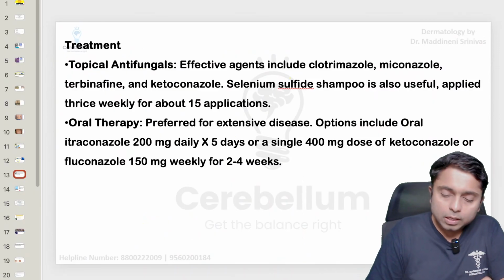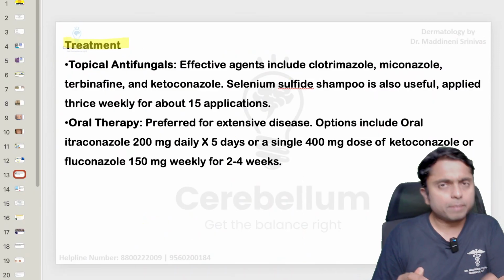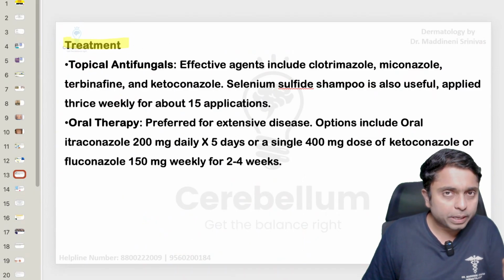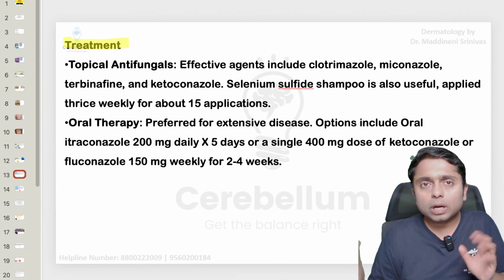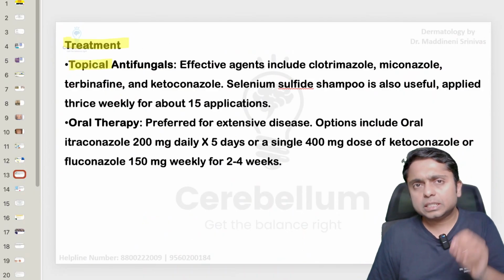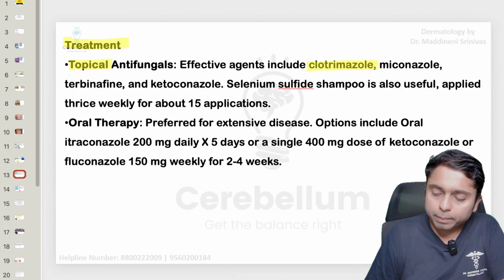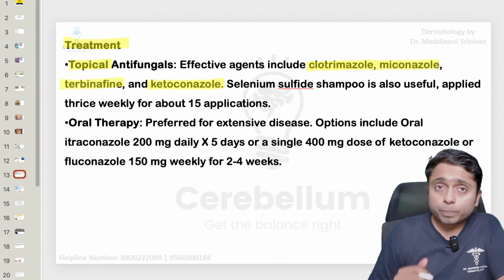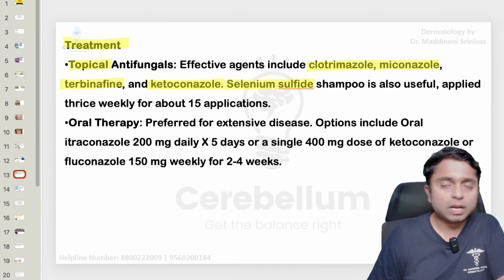Okay, so coming to the treatment part, there can be topical medication. It is dermatology, so obviously you need to remember topical and oral or systemic medications. In the topical agents, just remember clotrimazole, miconazole, terbinafine, and ketoconazole. These are the topical creams or lotions available, and there is one shampoo also, selenium sulfide shampoo.